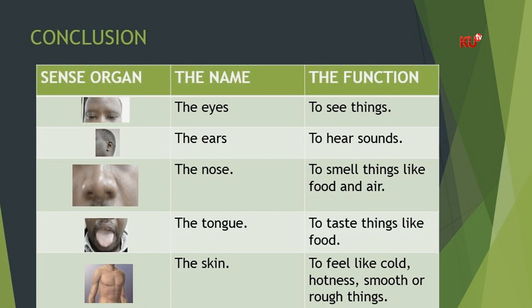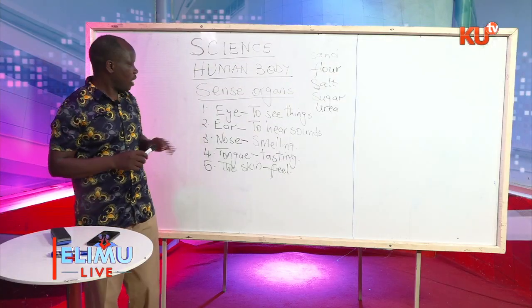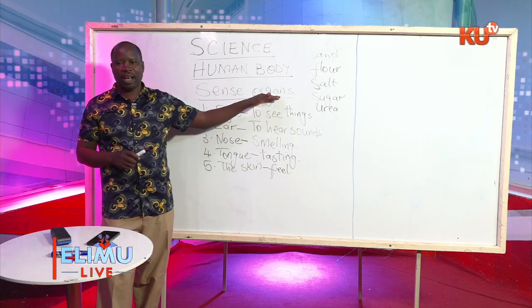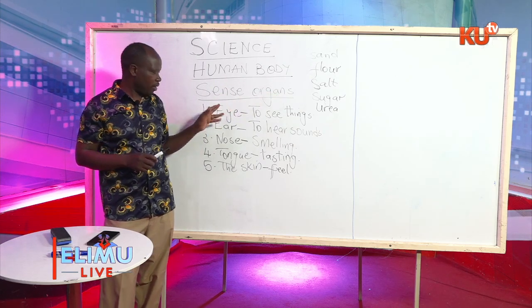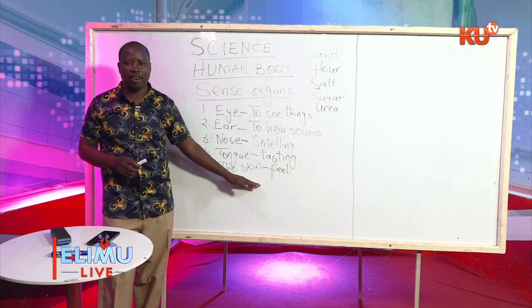Number 3, we have the nose, whose function is to smell things like food and air around us. Number 4, we have the tongue, whose function is to taste things like food. And finally, the skin, whose function is to feel whether something is hot, cold, smooth, or rough. So that brings us to the end of our lesson today. We have known our sense organs, what they are. They are parts of our body, how many they are. We've listed 5, and the function of each of them.